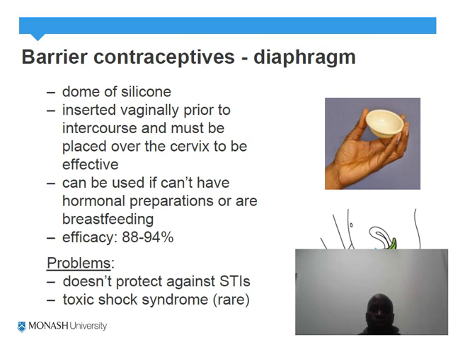Also, because it's not fixed, and as you know, sexual intercourse involves a lot of physical movement, and that movement, if it's too vigorous, may displace the diaphragm and push it aside. Okay, so the couple must be careful on how they do it.